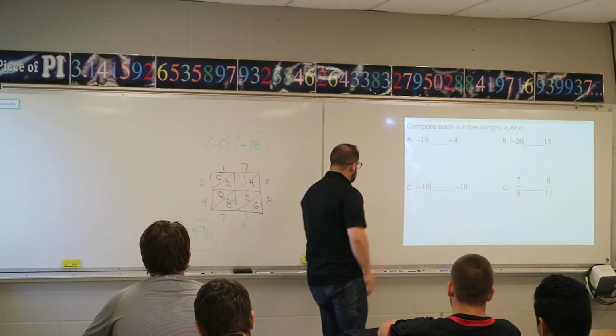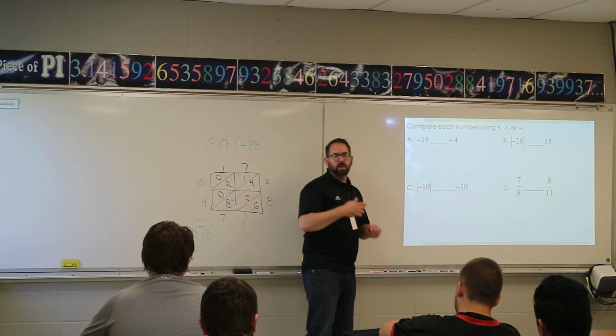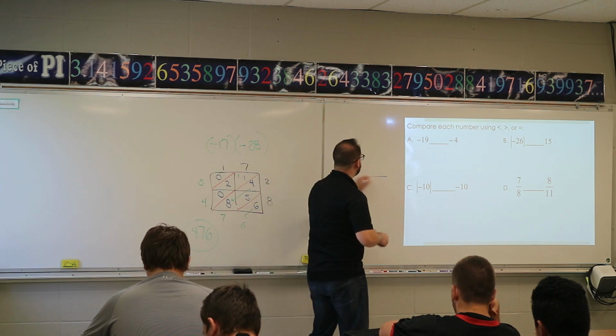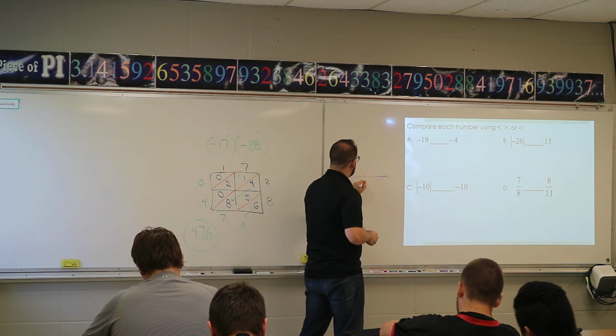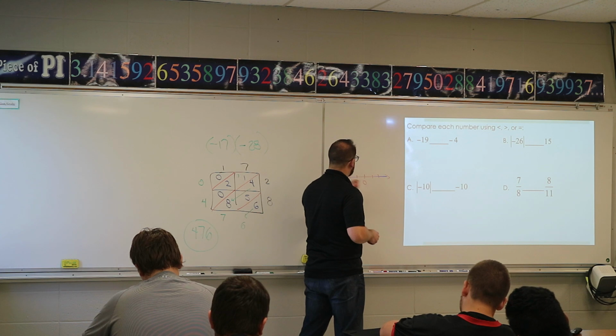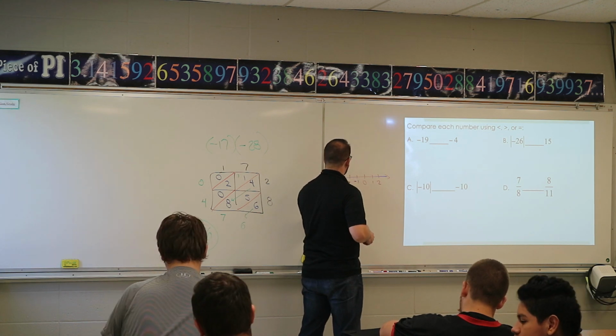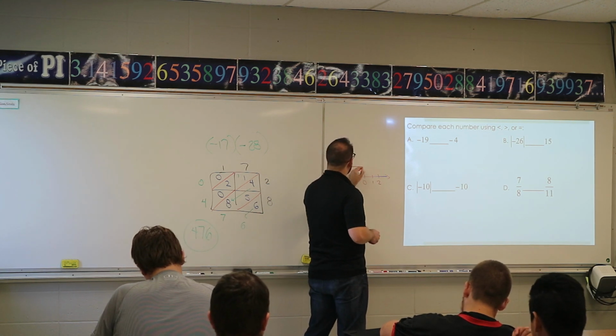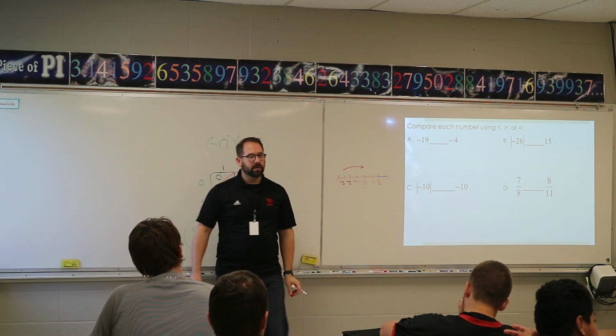Okay, so on these, how I think of this, which number is larger? You think about where they fall on a number line, right? On a normal number line, 1, 2, negative 1, negative 2, negative 3. As you go this direction on a number line, the numbers are bigger.